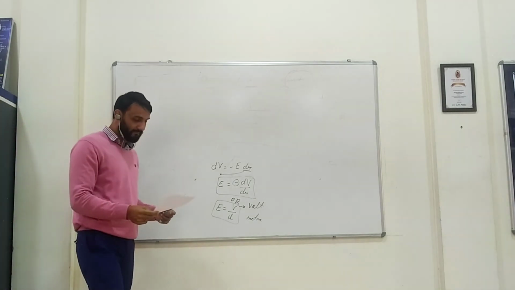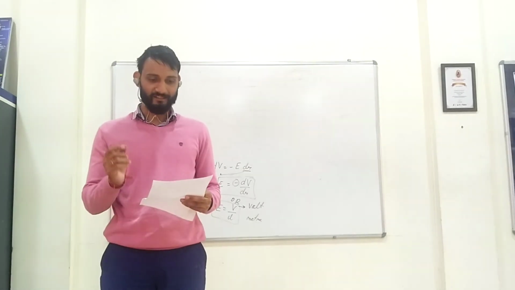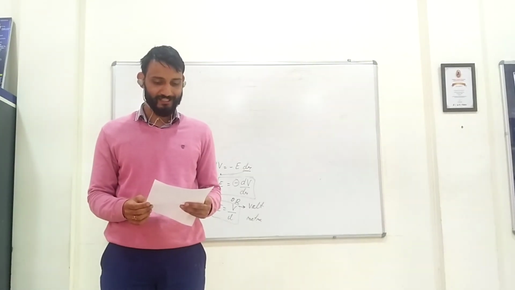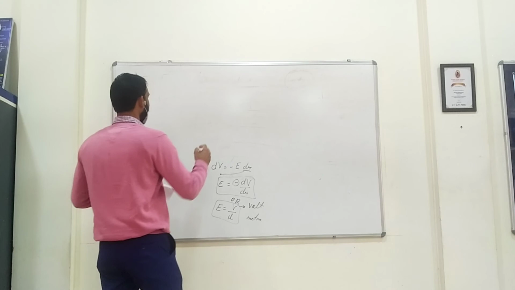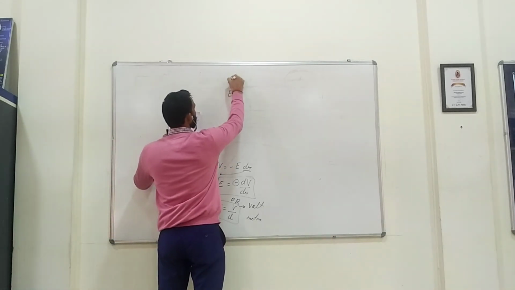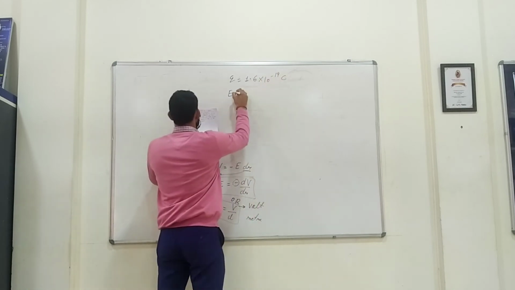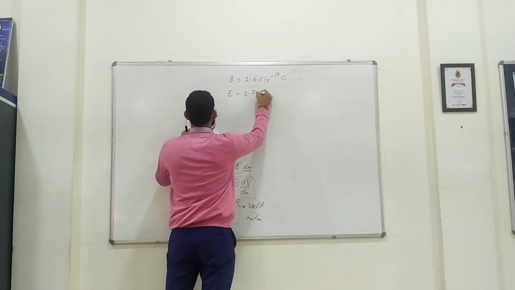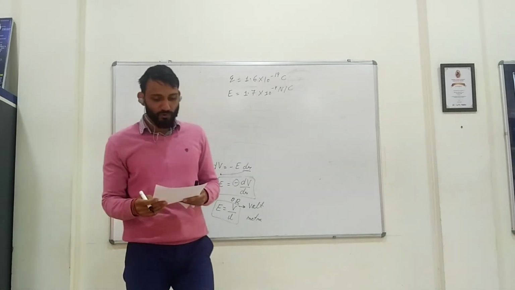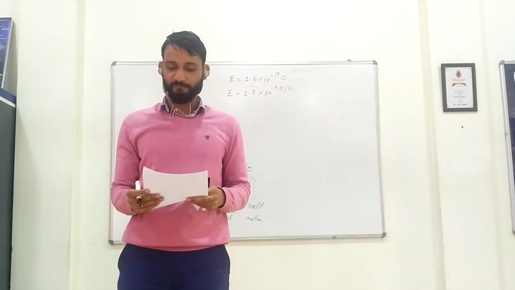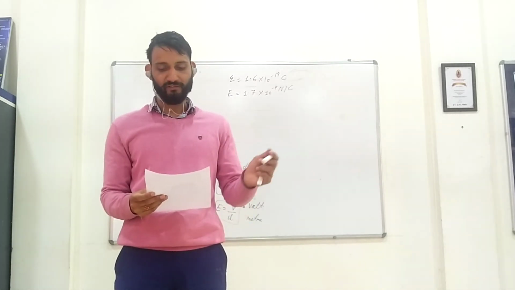The numerical says that a proton is moved in a uniform electric field of 1.7 into 10 to the power minus 4 Newton per Coulomb. So one electric field is given and one proton is given. The charge of a proton, we all know, is 1.6 into 10 to the power minus 19 Coulomb, and the electric field is 1.7 into 10 to the power minus 4 Newton per Coulomb, between 2 points.